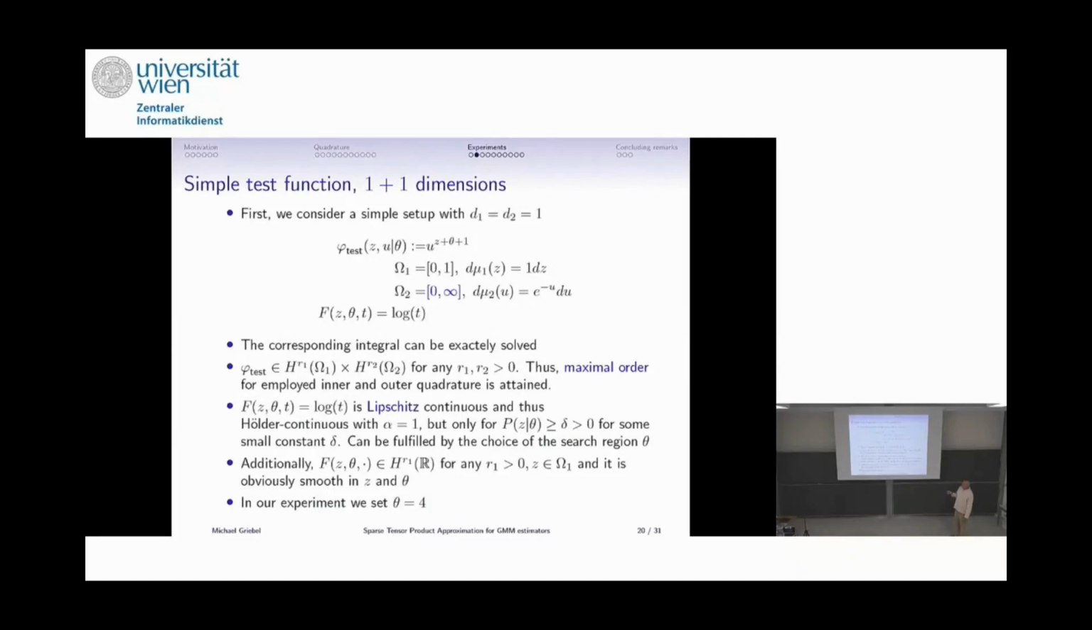Phi test is out of the mixed regularity for any R1 and R2. So it's completely smooth, and we always get the maximal order for the employed outer and inner quadratures. We have the logarithm, alpha is 1. There's a technicality, we are not allowed to search too close at 0, but forget that for the time being. And in our experiments, we are in the right setting, set theta to 4.